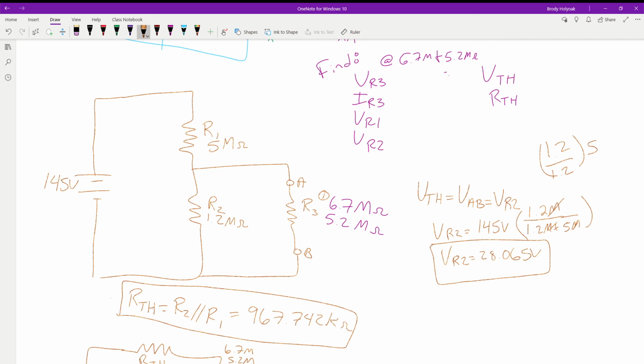24.5 volts. So VR2 is 24.55 volts. If we have 24.55 volts across this parallel network, and we started with 145 volts, how much voltage do we have across R1? Yep, 120.48.